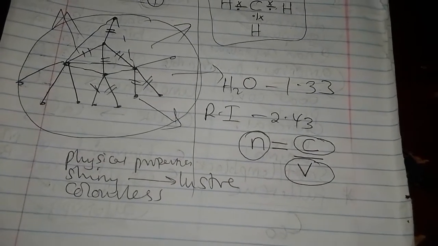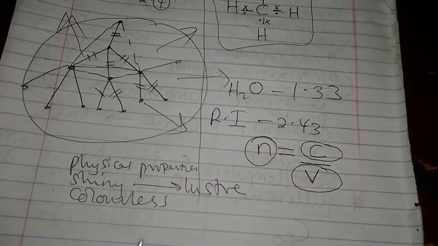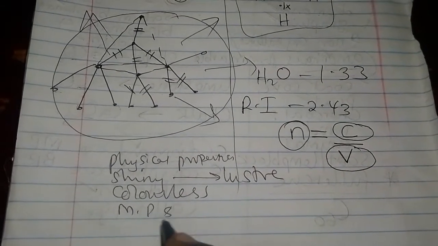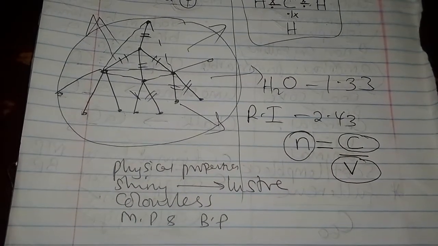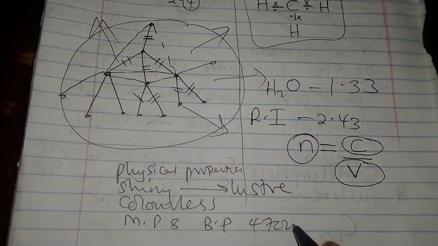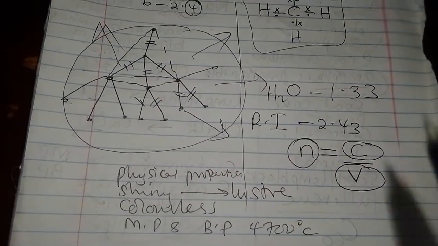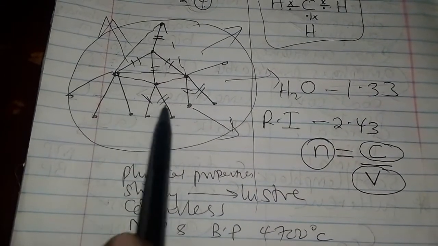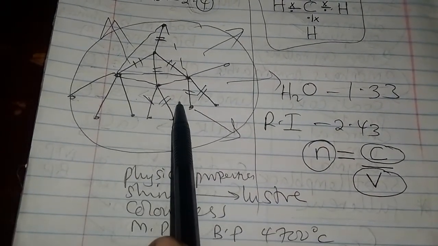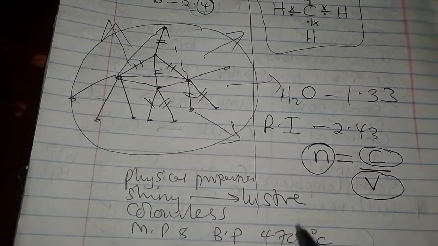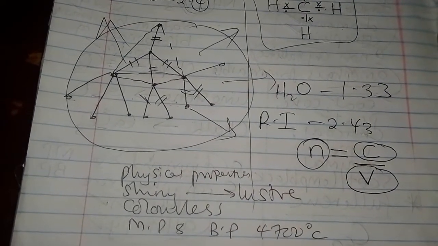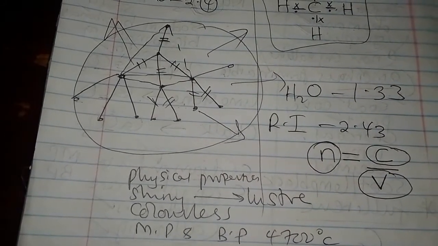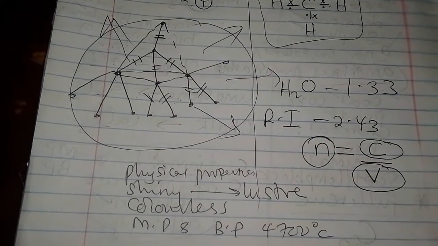And with that, you should also know that diamond has a high melting point and boiling point. Why? It's around 4,700 degrees Celsius. This is because in the structure of diamond, the carbon atoms are held together by strong covalent bonds. Those bonds require very high temperatures to be broken down, so that the carbon structure can be decomposed. So it has to have a high melting and boiling point.